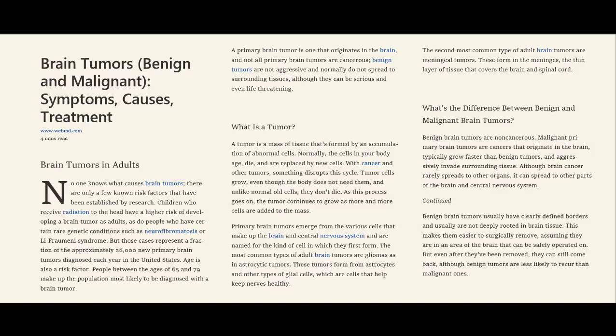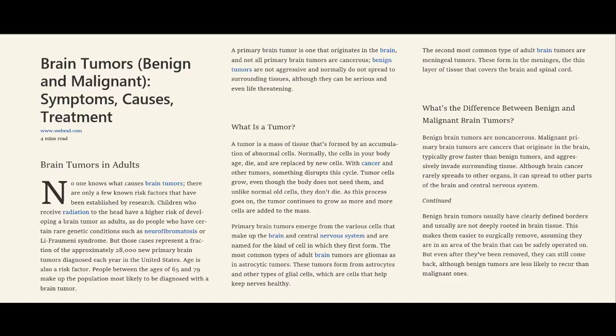Brain tumors in adults. No one knows what causes brain tumors. There are only a few known risk factors that have been established by research. Children who receive radiation to the head have a higher risk of developing a brain tumor as adults, as do people who have certain rare genetic conditions such as neurofibromatosis or Li-Fraumeni syndrome.